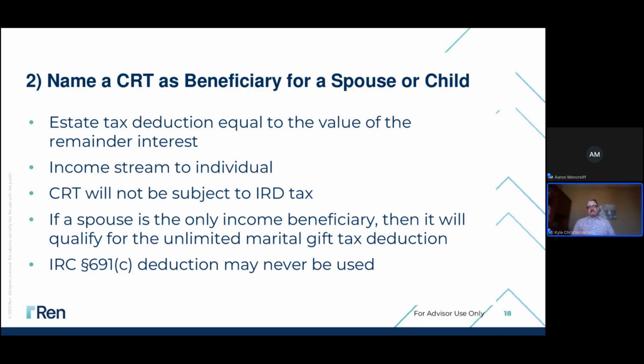And that makes sense because you can't get 100% charitable deduction when there's an income stream coming out of a charitable remainder trust to support that child or heir for a period of time, whether it be a term of years or whether it be for their life. The CRT is not going to have to pay the IRD tax. So if you do transfer that IRA asset, that qualified asset, into a charitable remainder trust, there's not going to be any immediate taxable event related to that IRD.